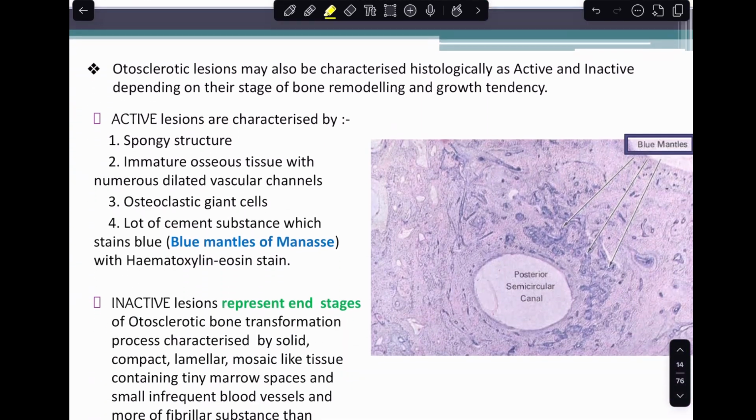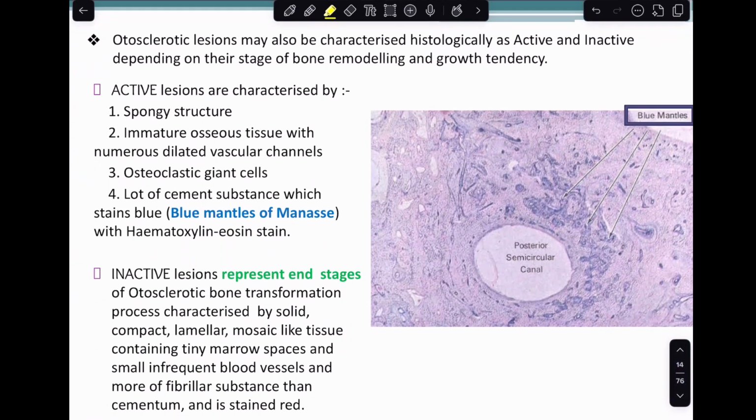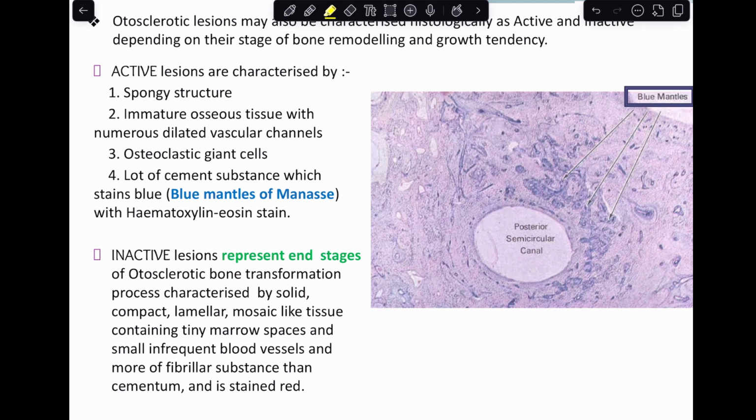Now these otosclerotic lesions can be characterized histologically as being either active or inactive, depending on the stage of bone remodeling and growth tendencies that we are seeing. Now, if it was an active lesion, what are the things that we will be seeing? Here we will be seeing spongy structure, immature osseous tissue with a lot of dilated vascular channels and osteoclastic giant cells, and what I mentioned earlier, the blue mantles of Manasse.